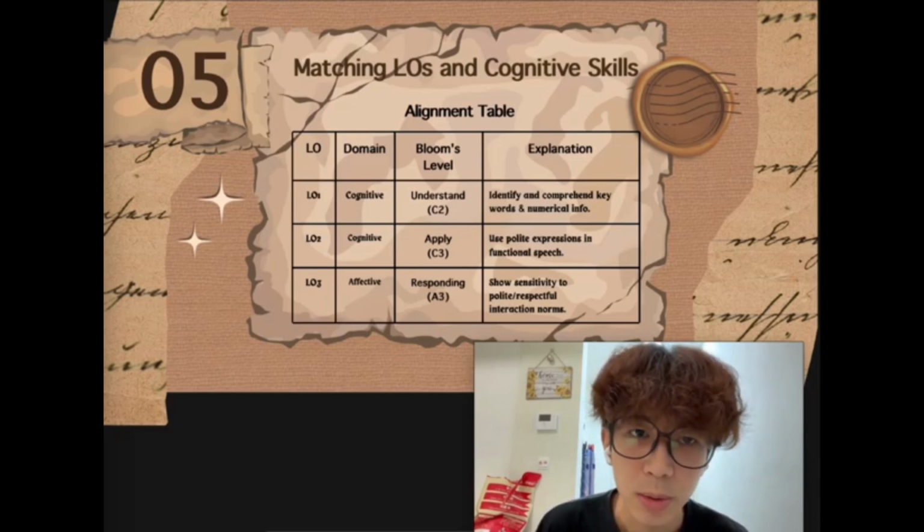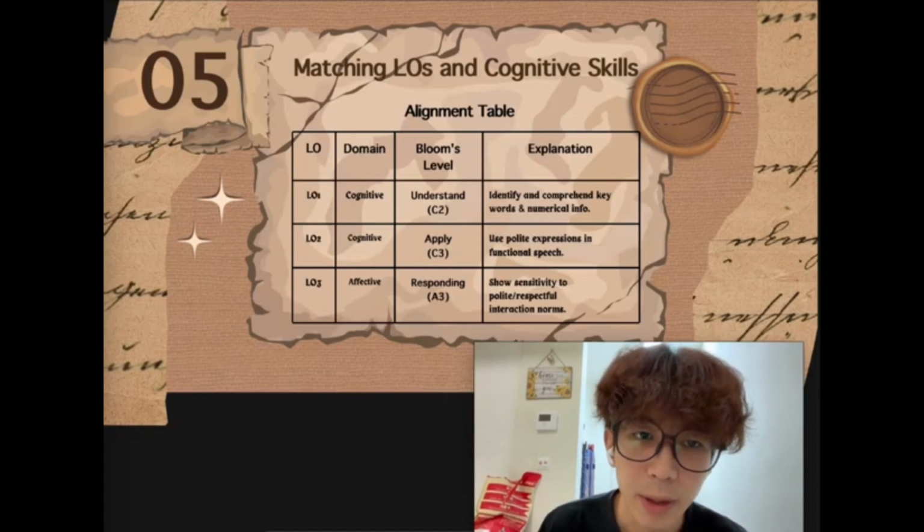RO2 also belongs to the cognitive domain, but this time we choose the apply level. That's because students actually use polite expressions in the role-play task. They are choosing the right sentences depending on the situation, which shows they are applying what they've learned.